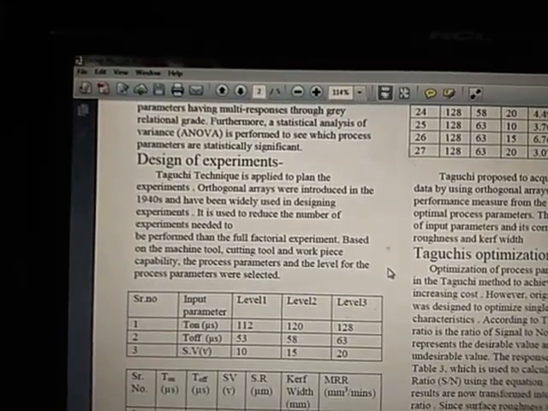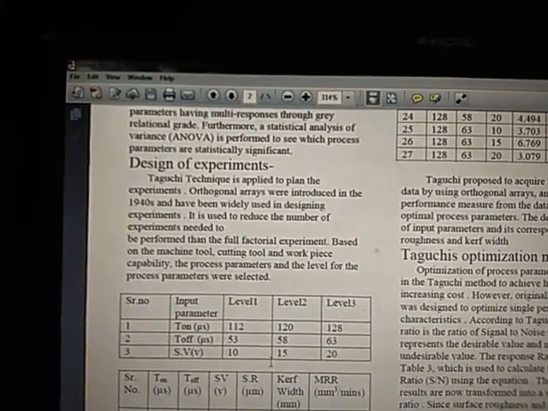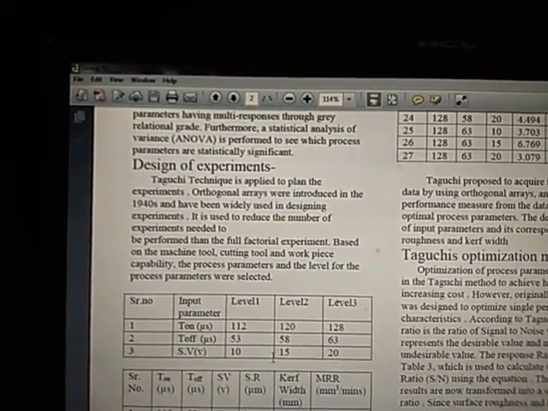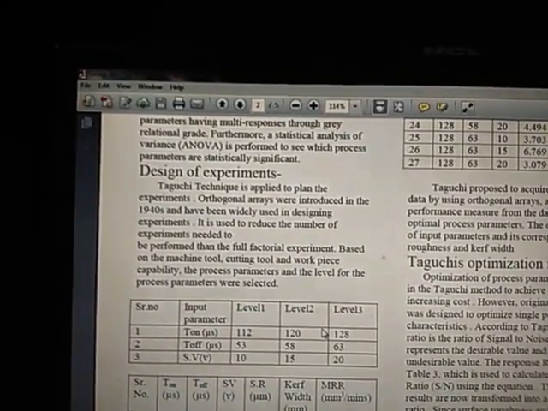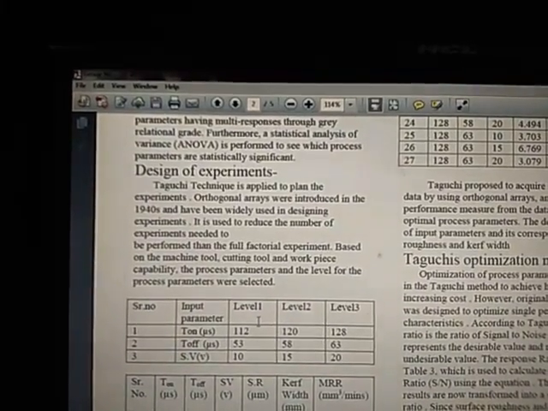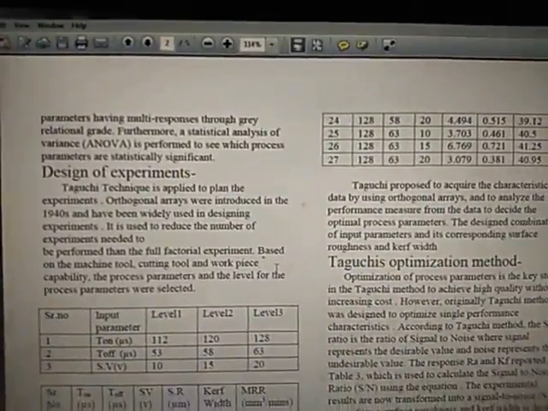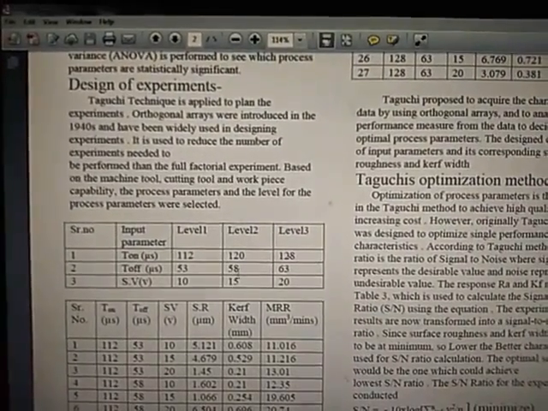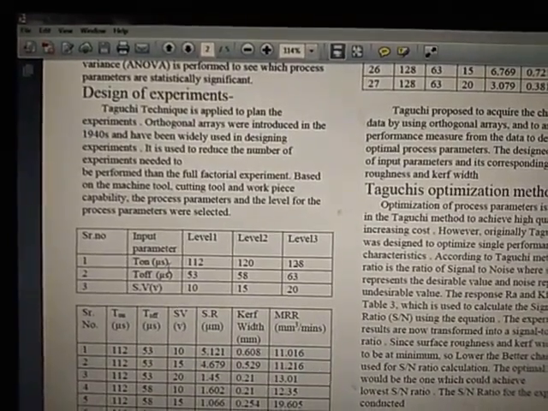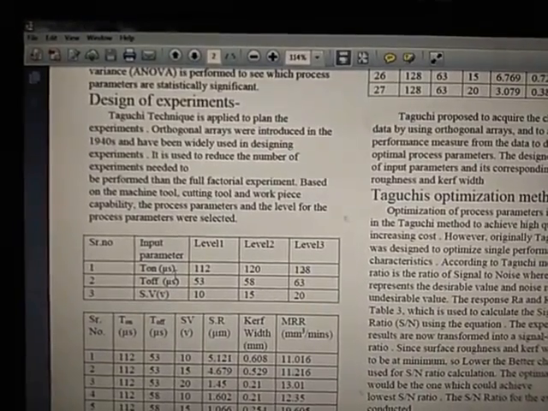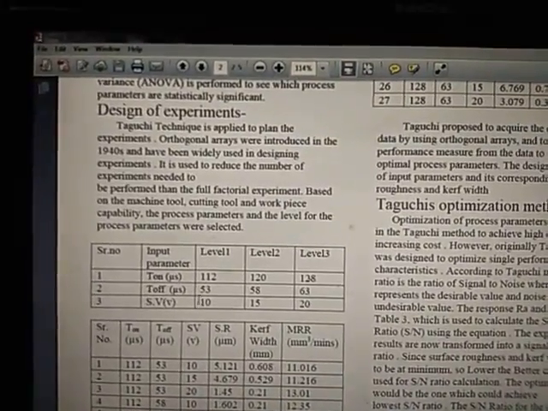The orthogonal array shows the number of rows and number of columns and number of inputs and the number of levels in the table. There are 3 levels. Each level contains 9 readings. There are total 27 readings. T on means pulse on time, T off means pulse off time, SV means servo voltage. These are the inputs, and the unit of this is microsecond, and voltage is volts.